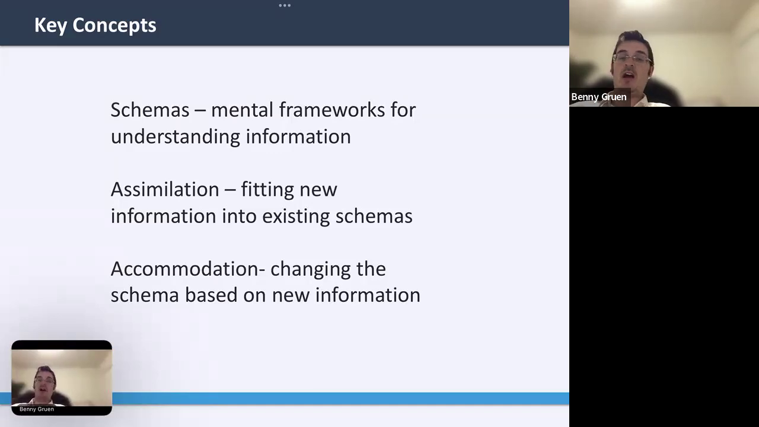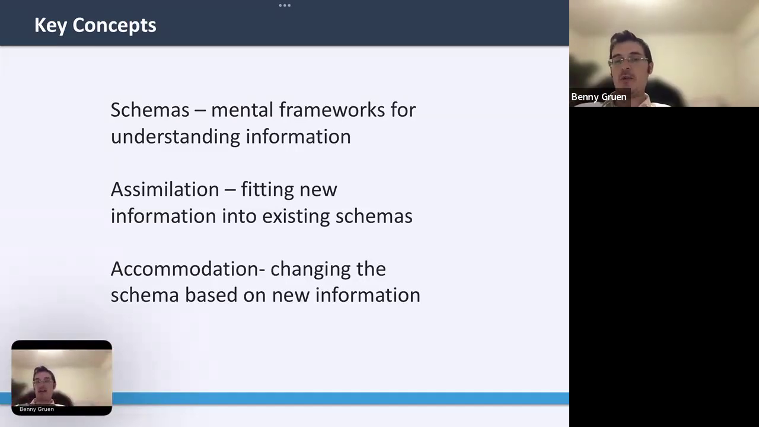So, for example, I have a schema. I know what it's like to go into a restaurant and order food. So I might go into a fancy restaurant and sit down and order from the waiter. I might walk into a pizza shop and wait online and order at the counter. These are different experiences, but they're similar. They're very close, and therefore they go in the same file. So this is my restaurant schema. It's my framework. I know what to expect from a restaurant.